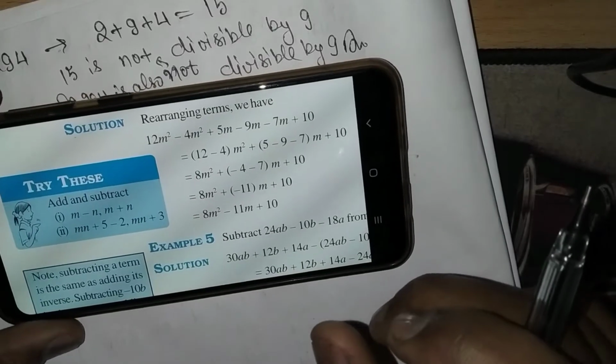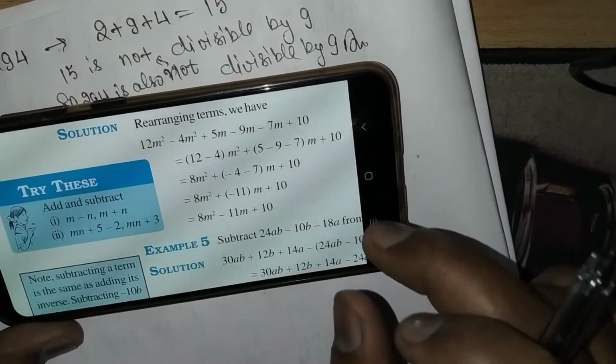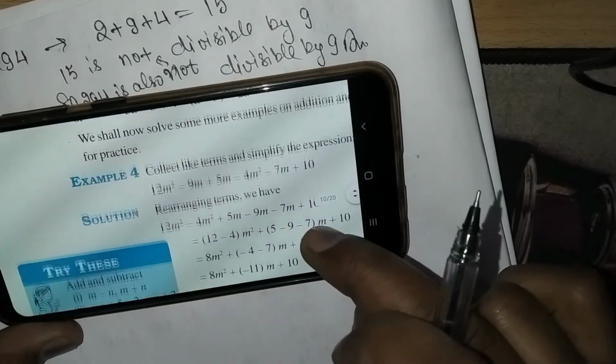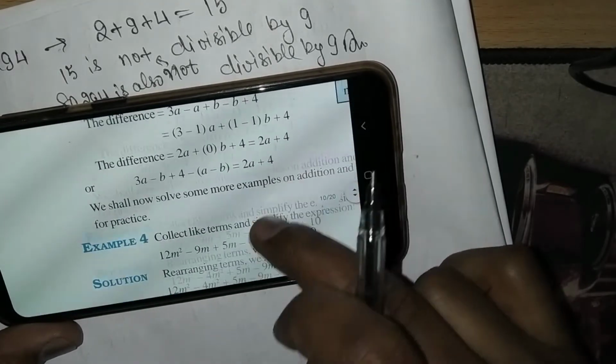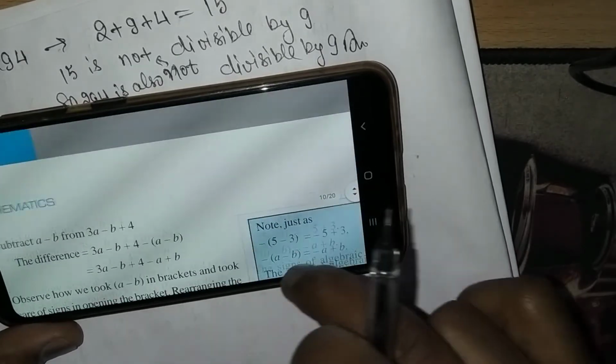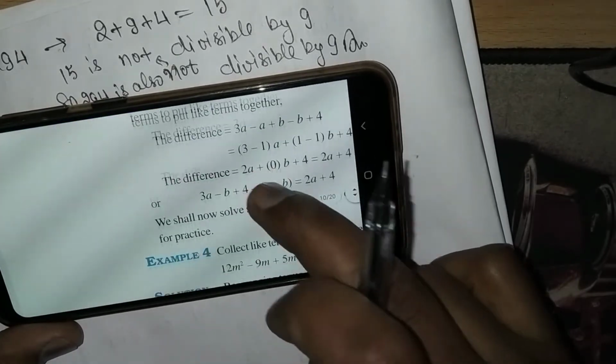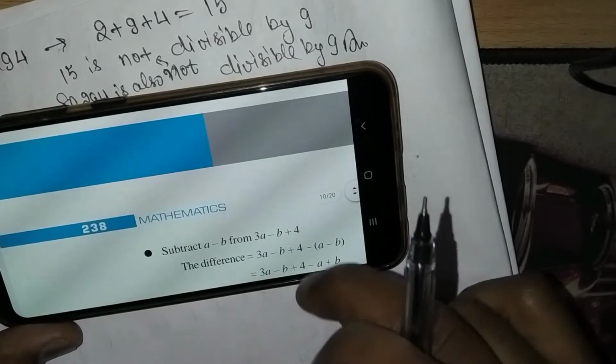Hello Brilliant. This time we are doing class 7th, chapter number 12, algebraic expressions. Try these, page number 238.